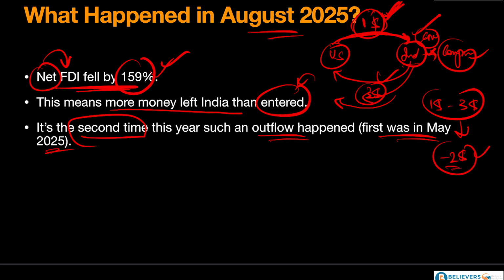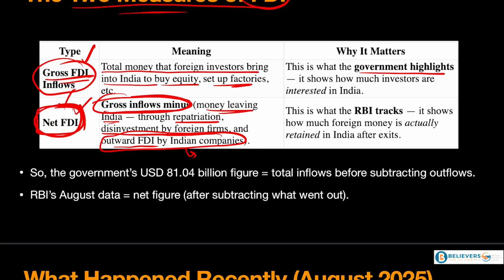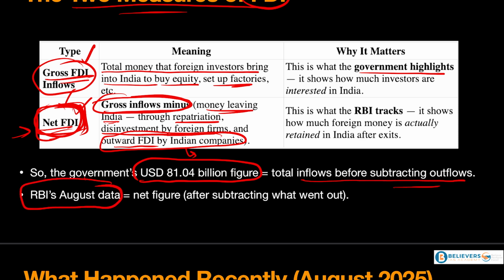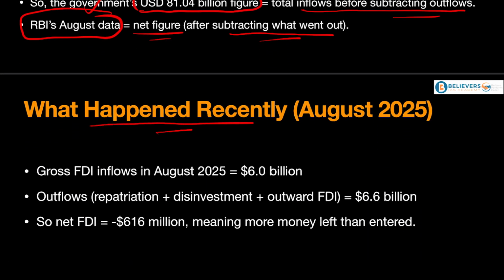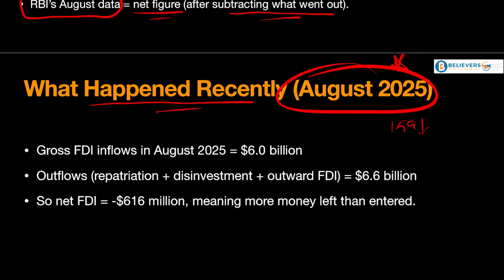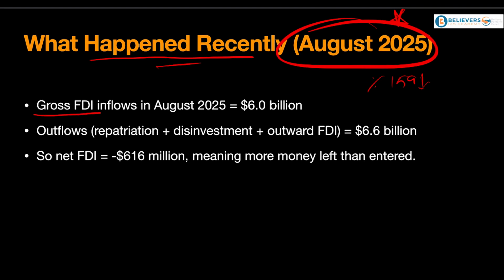It is minus $2, right? Now, the recent RBI data. The RBI has released the net FDI. The government's figure, the 81.04 billion US dollars, is the total inflows before subtracting the outflows. And what RBI has given as a part of their August data is the net figure after subtracting what went out from the country. So now let's understand what happened recently in August 2025, which made us see this huge drop of 159%.